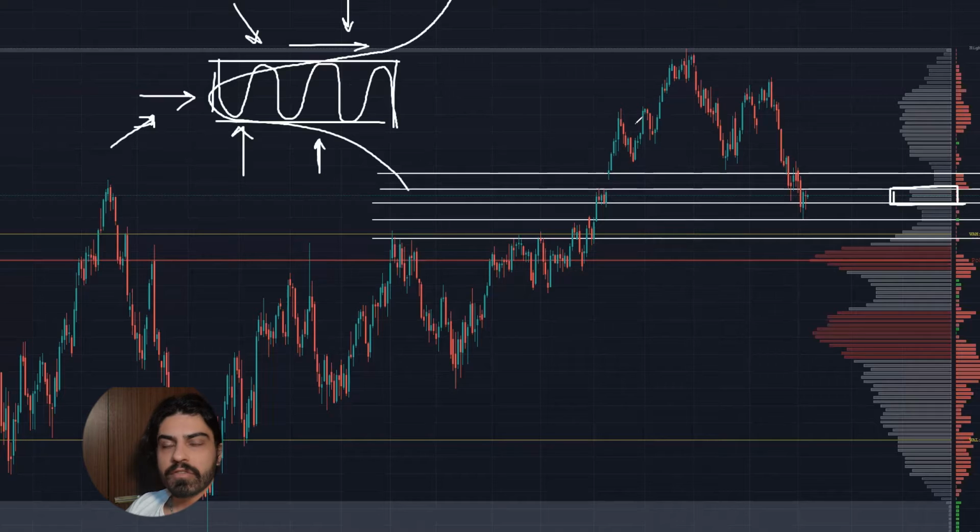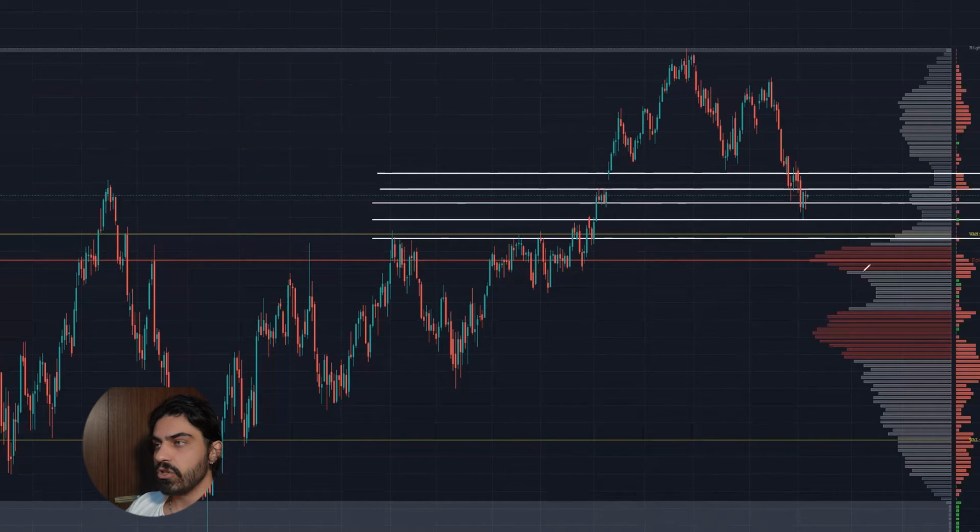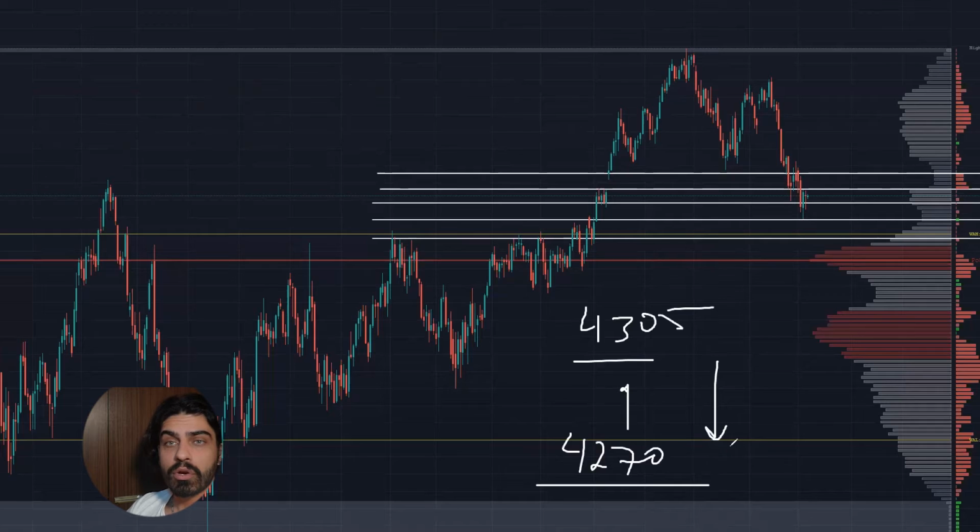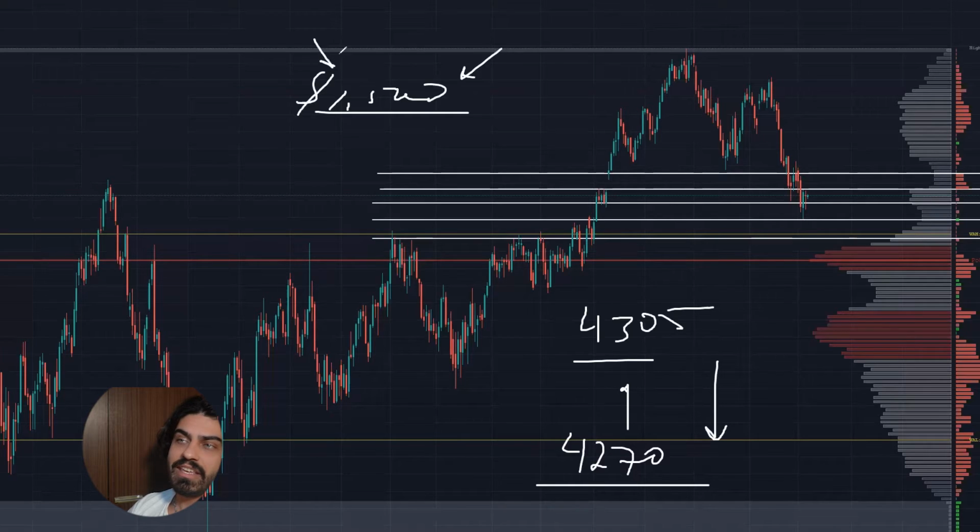So when we talk about inflection points, this is the first concept that we want to understand. A distribution can be very wide. For example, the distribution that I just circled goes from about 4,270 all the way up to 4,305, right? This is about a 30-point area. That's $1,500 a contract on the ES micros. It's a very, very wide area.